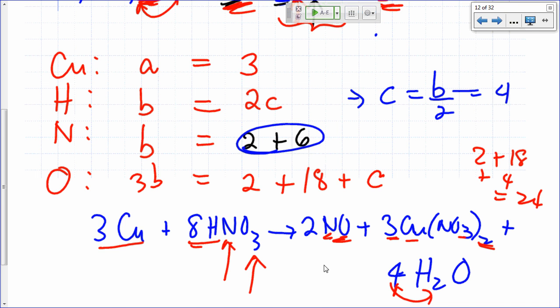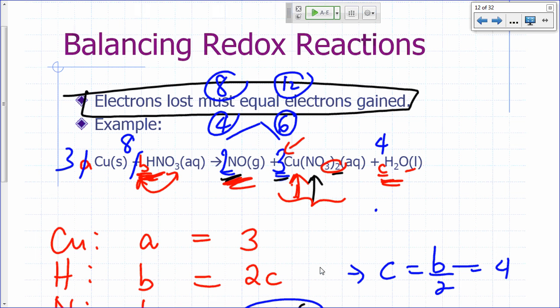See how easy it is if you do things using algebra? Otherwise, you'll be going back and forth, back and forth. That's the only way they taught us. That's the only way I was taught, going back and forth, trial and error. And I was like, next question. So this is actually very easy to balance.